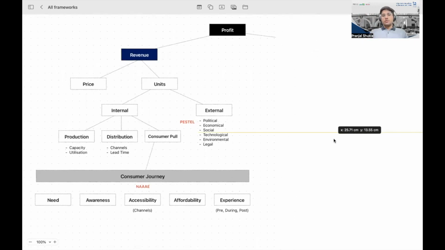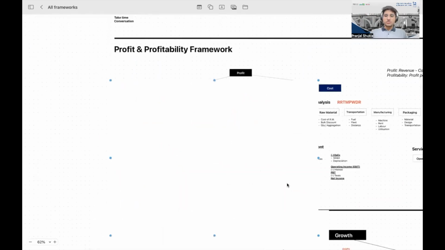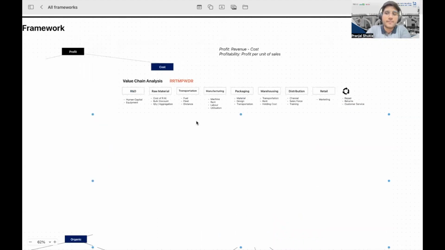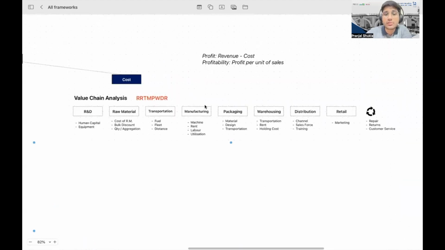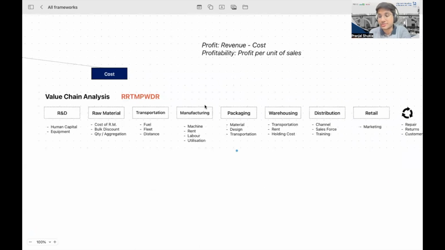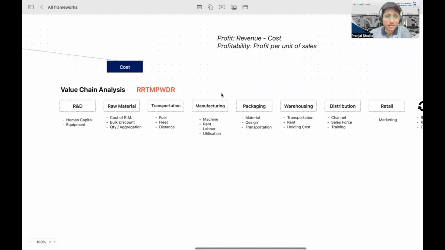Great. So now we will move on to the cost side of the equation. So the cost side of the equation can be understood using three methods. The first method of analyzing the costs of an industry is through the value chain analysis. And we have tried to understand the value chain using a mnemonic, RRTM powder. This is a mnemonic that we have made. So R refers to R&D, raw material, transportation, manufacturing, packaging, warehousing, distribution, retail. After retail, we also have customer service and reverse logistics. We'll touch upon all of these briefly.